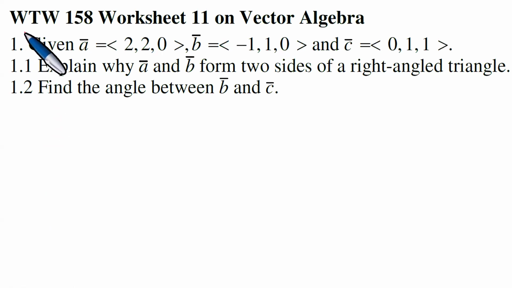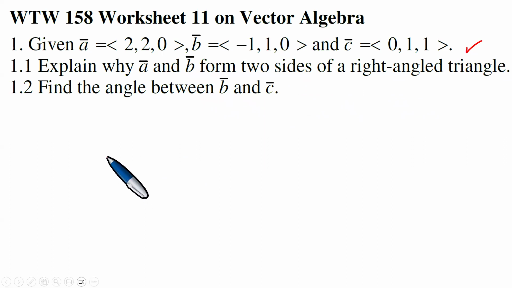Right, we're focusing on WTW158 worksheet 11 on vector algebra. We were given in the first question that the vector A is 2, 2, 0. The vector B has the components -1, 1, 0. The vector C has the components 0, 1, 1. Explain why vector A and vector B form two sides of a right-angled triangle.